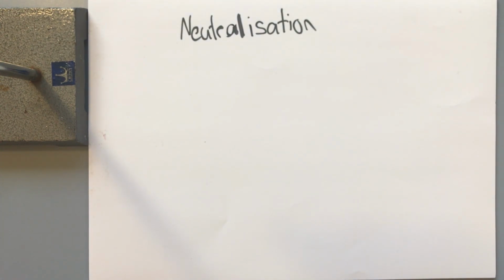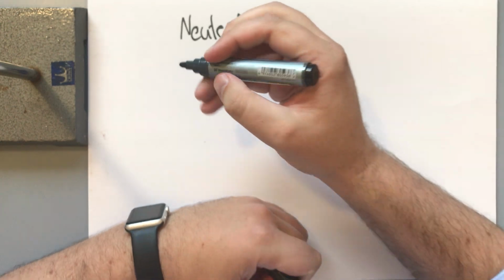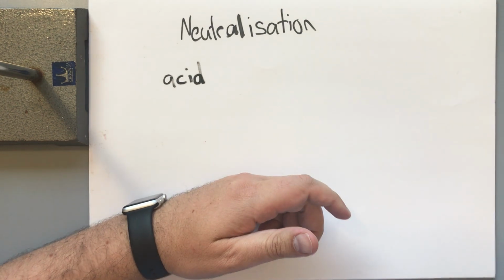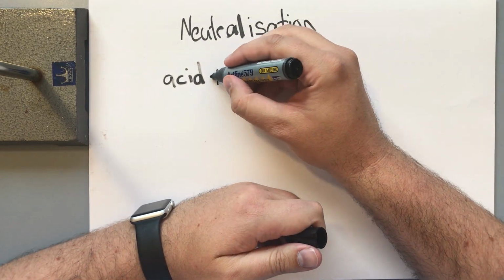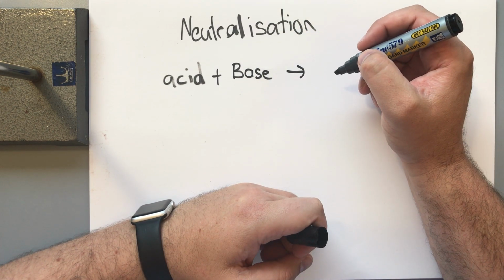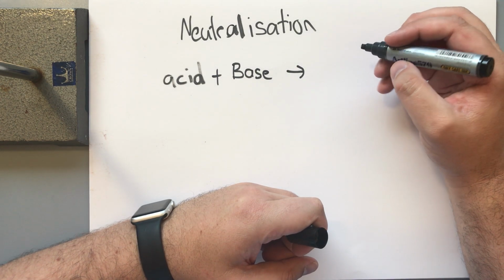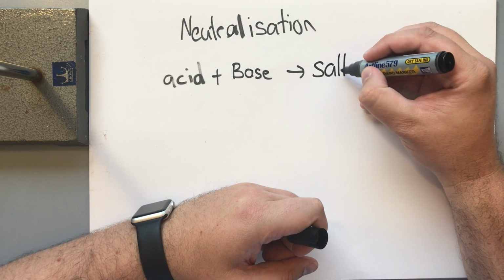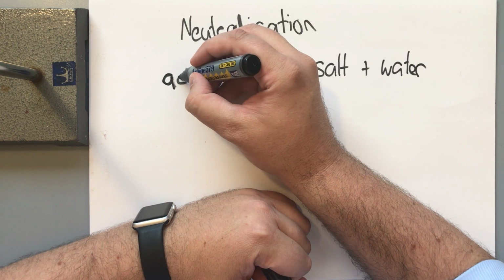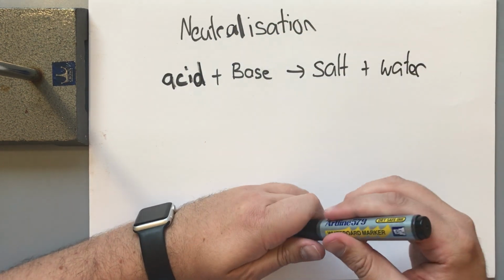All right, so now let's look at neutralization reactions. And neutralization reactions are when we're mixing usually a strong acid with a strong base. And you need to remember the general word equation for it is acid plus base goes to salt and water. So that's our general word equation for neutralization.